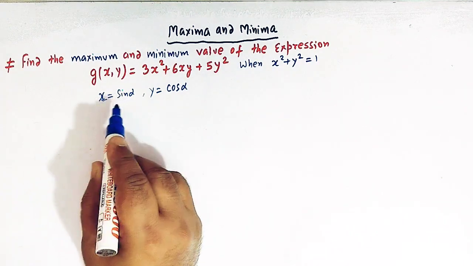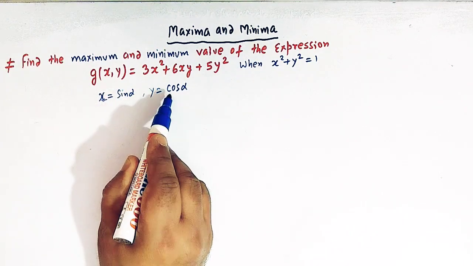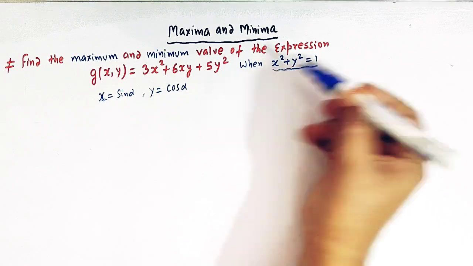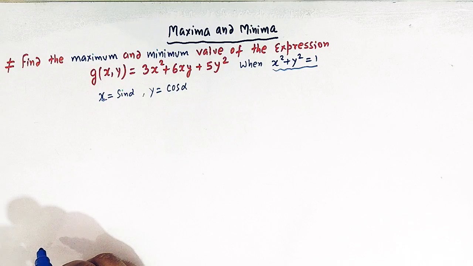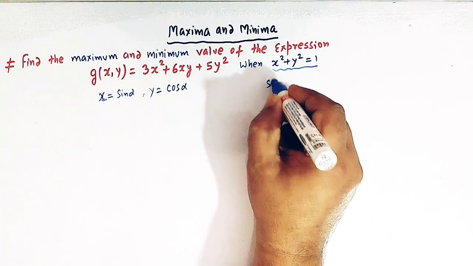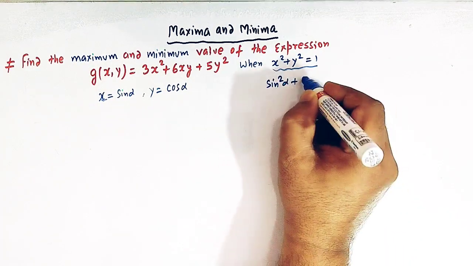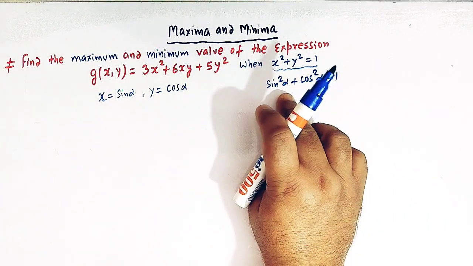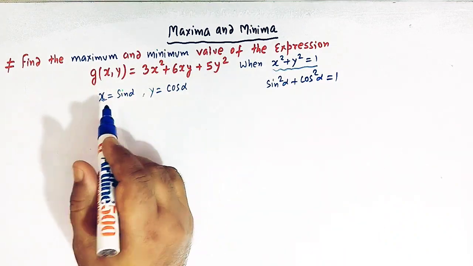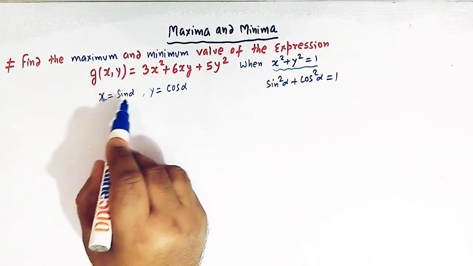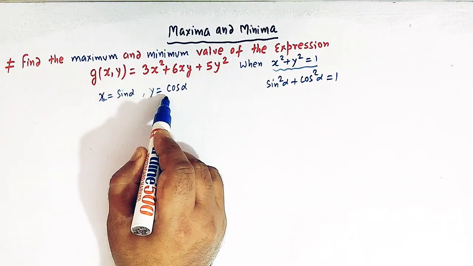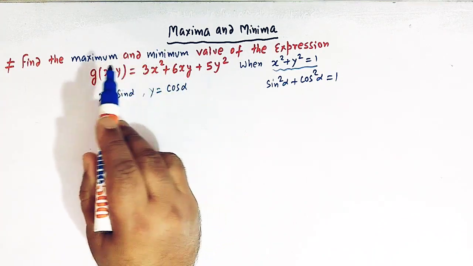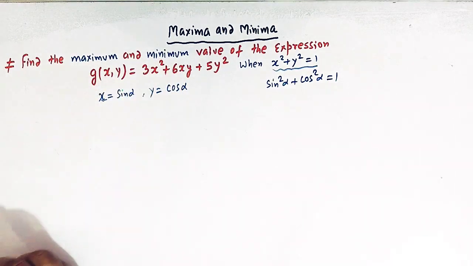And when we take this substitution, then we can see that this condition is readily satisfied, right? So we have sine square alpha plus cos square alpha is equal to 1, right? So this is a well-known result in trigonometry. So now let us substitute x equal to sine alpha and y is equal to cos alpha in this expression whose maximum and minimum value is required, right?